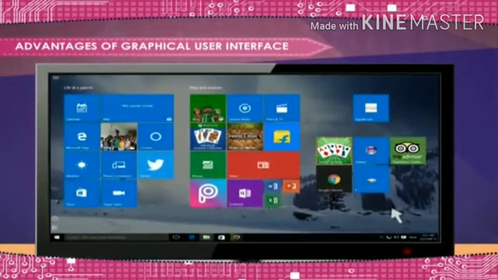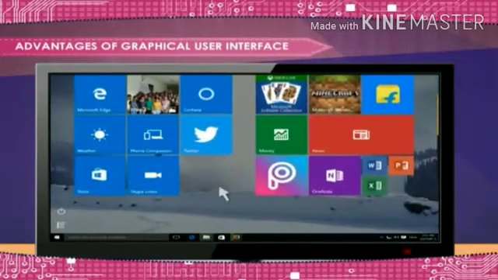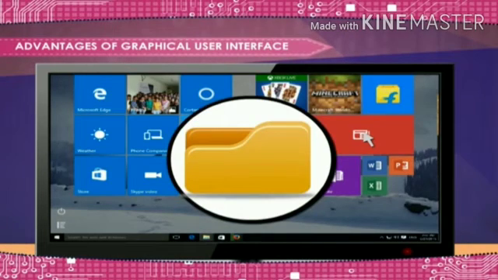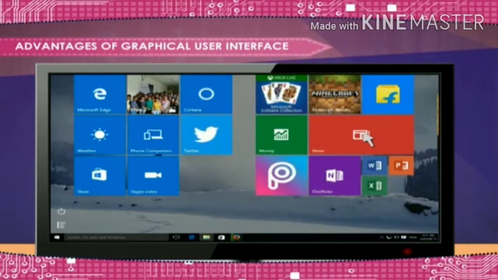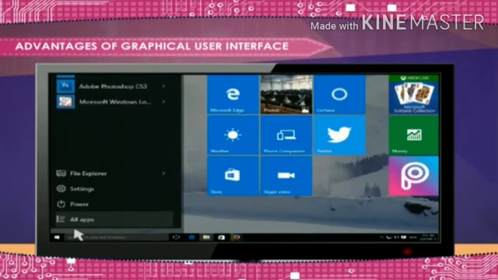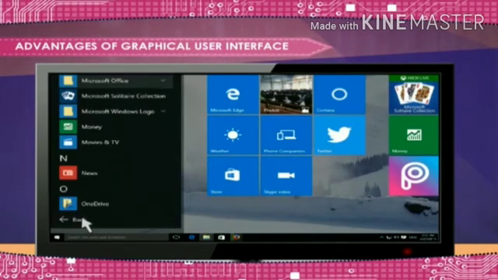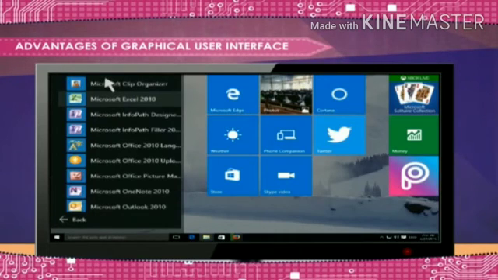It is very easy to use. You do not have to learn any command. It has small labeled pictures called icons. Just by clicking on the icons using mouse pointer, you can perform different tasks. Programs are arranged in folders. Menus and submenus help in performing various tasks without having to learn any command.